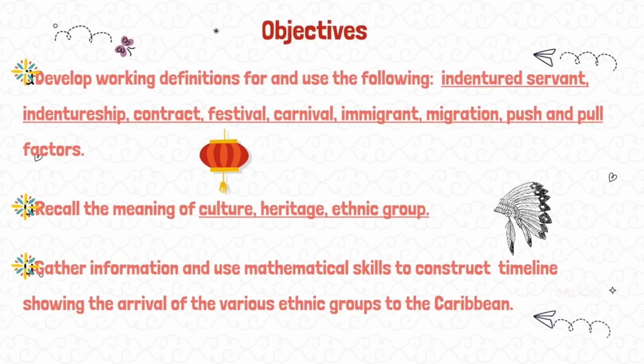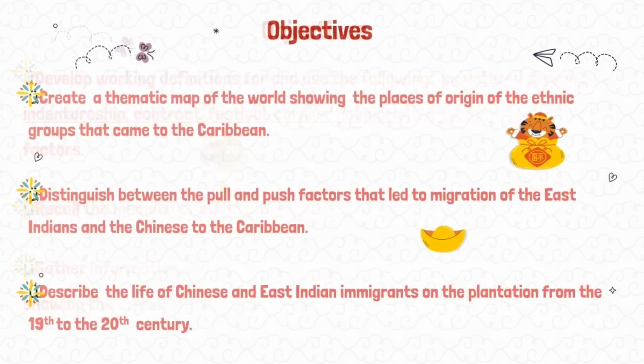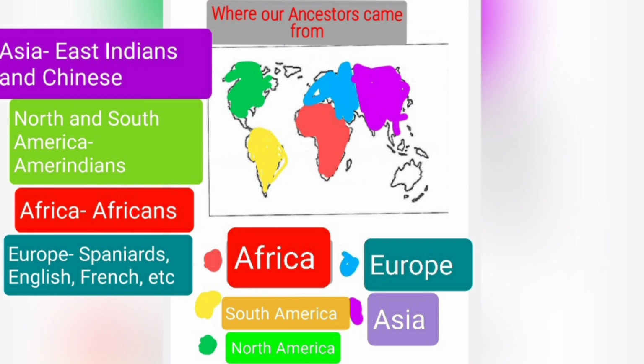Also, you'll be asked to construct a timeline showing the arrival of the various ethnic groups to the Caribbean. You will also need to create a thematic map of the world showing the places of origin of the ethnic groups that came to the Caribbean. Here is a thematic map showing where our ancestors came from. Let us go over it briefly together.